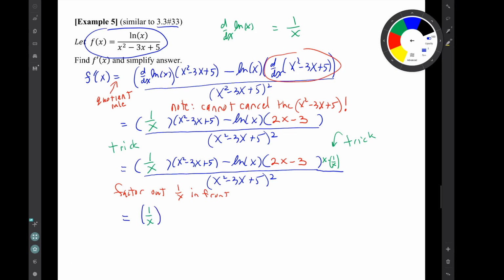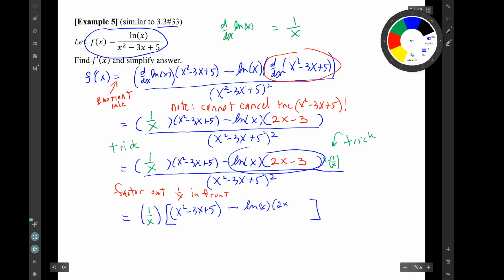Now when I bring out that 1 over x, I have to put a big pair of parentheses for all the stuff that gets left behind. All the stuff in the numerator gets left behind. So on the left there's an x squared minus 3x plus 5. And on the right there's this stuff. So we factored out that green 1 over x. I should have left this x as green to make it clear what we did.